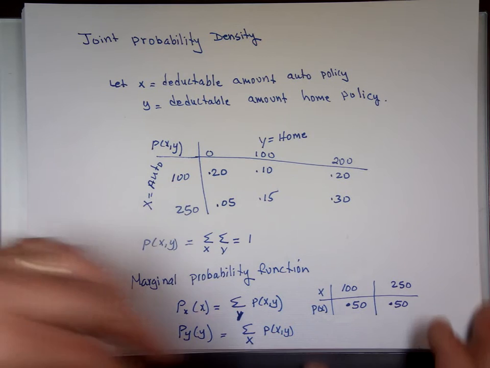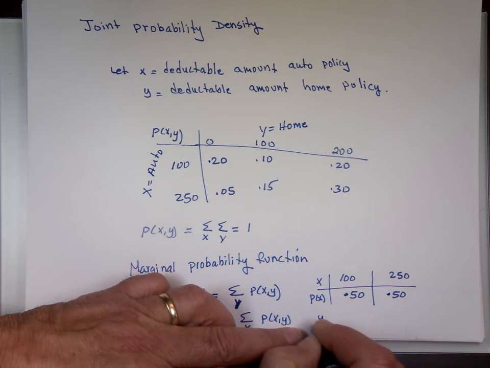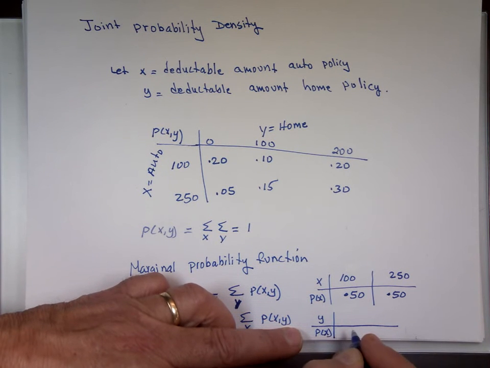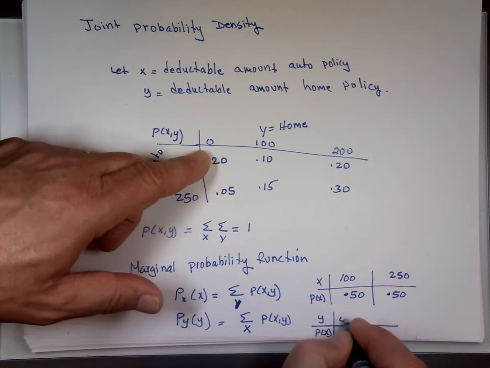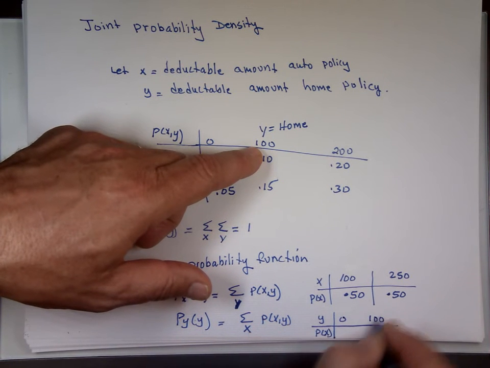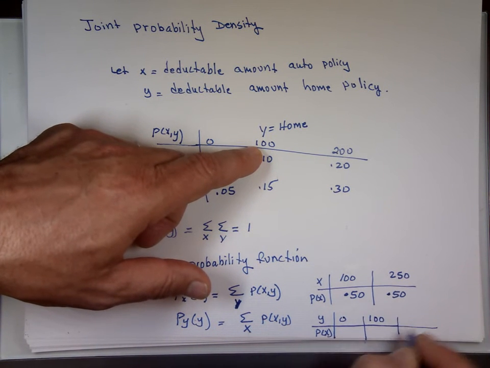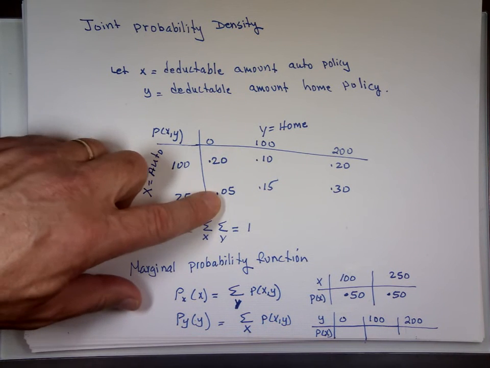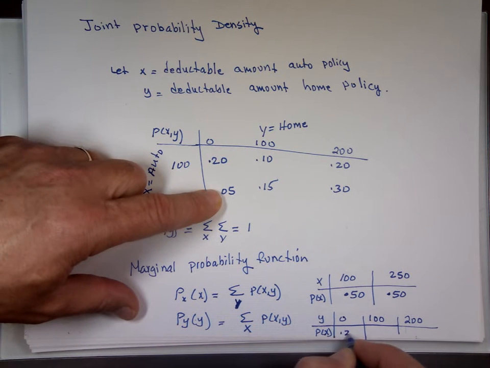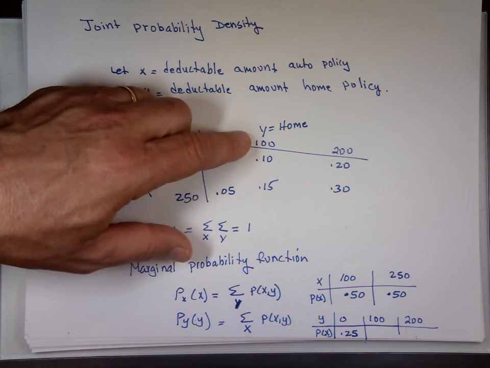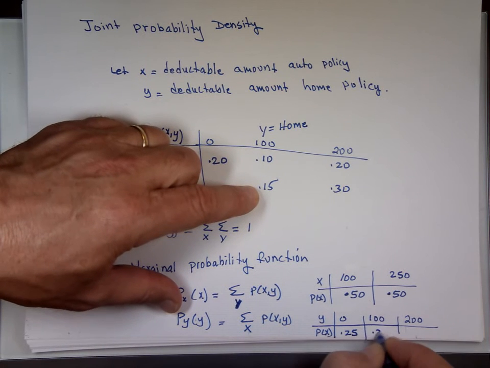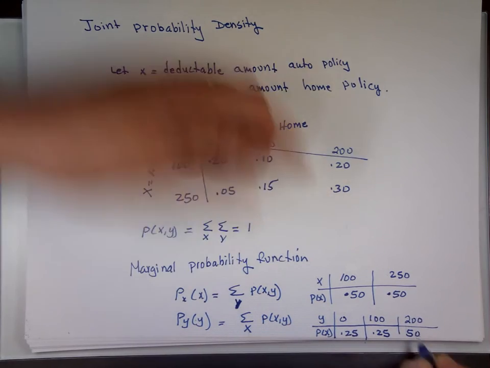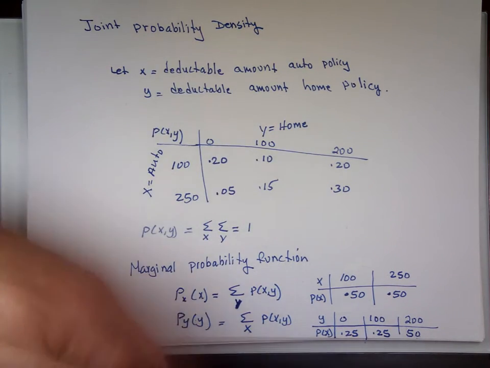What about the probability with respect to Y? For Y, you have three options. You could have 0 deductible, you could have 100, or you could have what? 200. For 0 it's 20 plus the 5, which is what? 0.25. For the 100 it's also 0.25. And for the 200, we have 50% of the people. We add them over the X values. We add all the X values in that column.